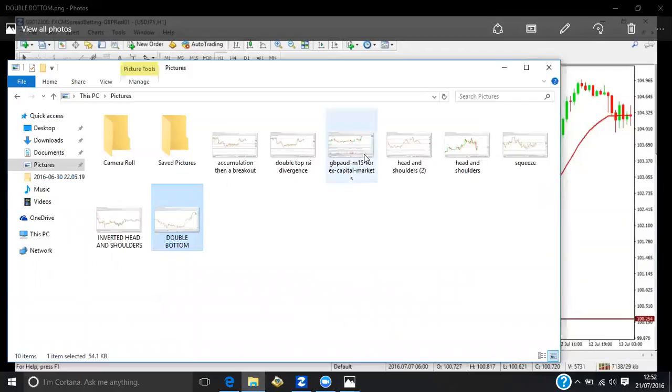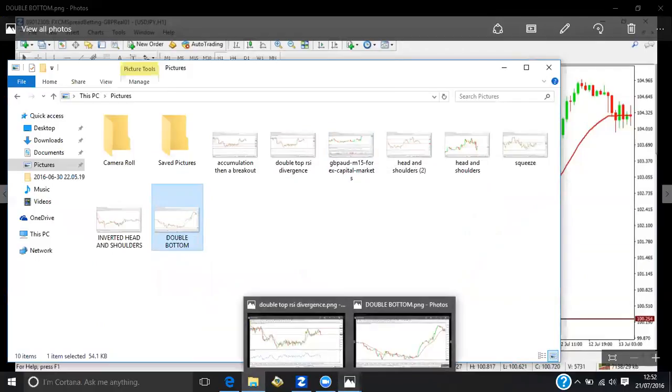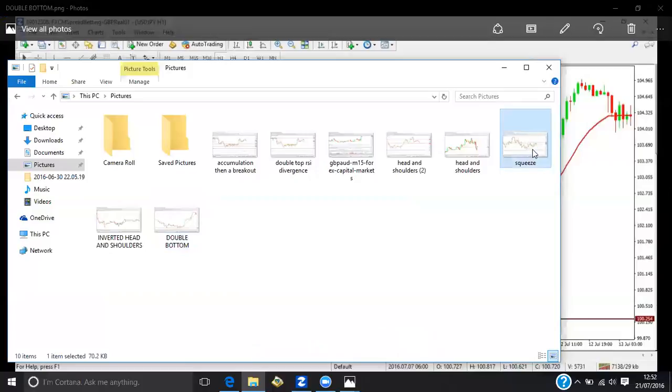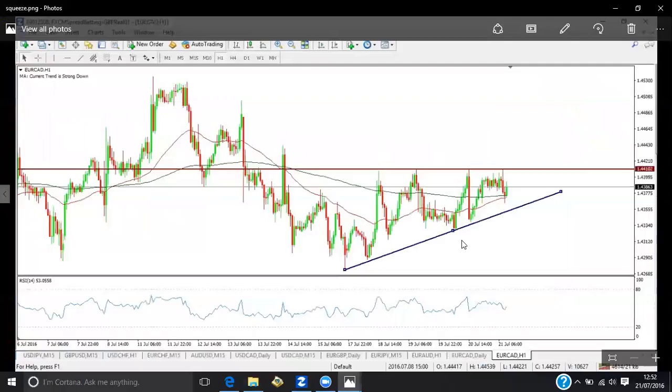Bringing in the RSI helps with your double tops and double bottoms, as you can see on the previous picture, the double top one, showing how the RSI can help you spot the weakness in double tops and double bottoms. This next picture is what I call a squeeze. Some people call it a wedge, a rising wedge.